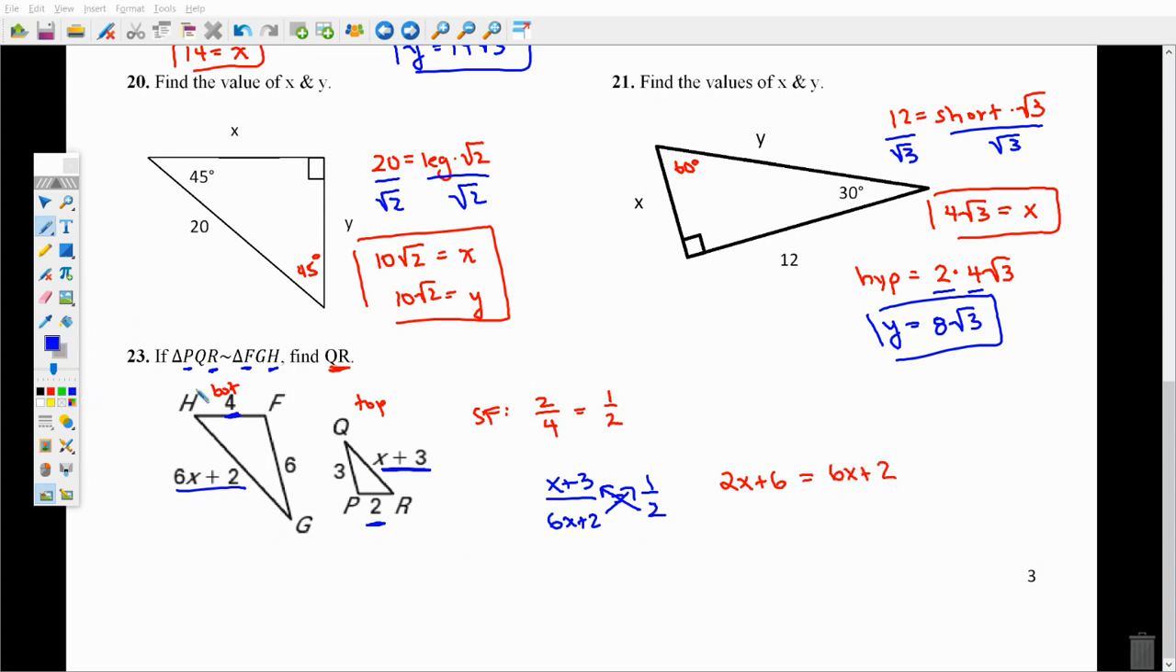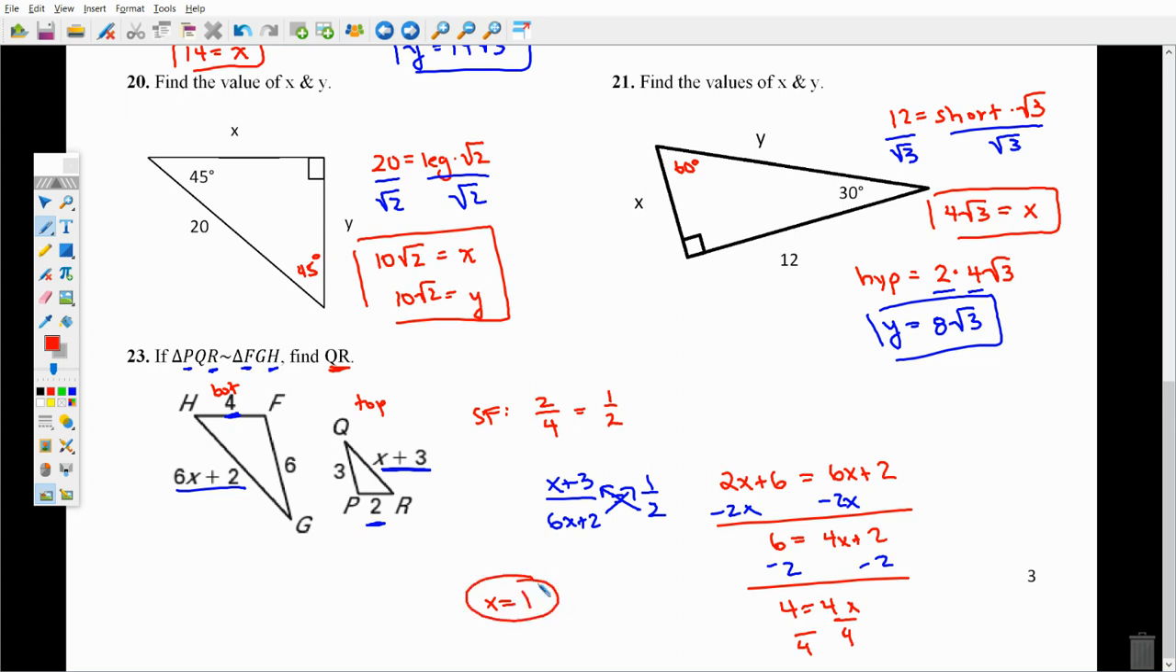And now you want to solve. You have x's on both sides. I'm going to subtract the 2x here, but you could subtract the 6x. Then you'll get 6 is equal to 4x plus 2. I'm going to subtract the 2, subtract the 2. And you get 4 is equal to 4x, divide by 4, divide by 4. So you get x is equal to 1. And so you're not quite done because you do have to find QR. So just plug it back in, 1 plus 3. QR is equal to 4.